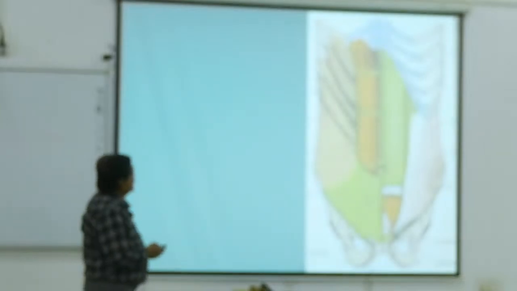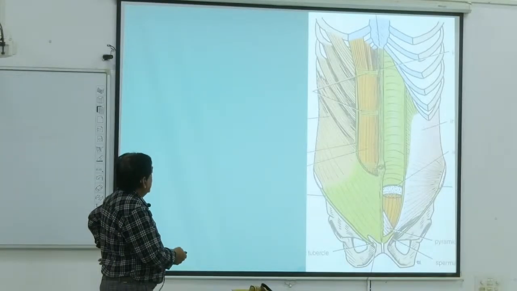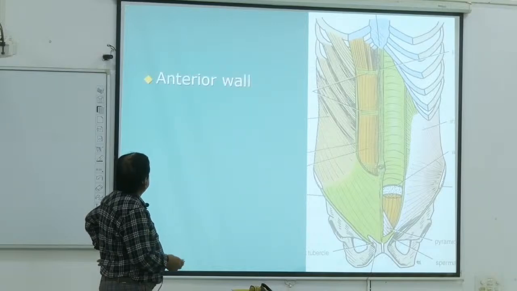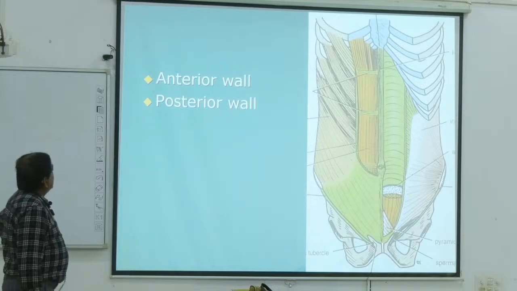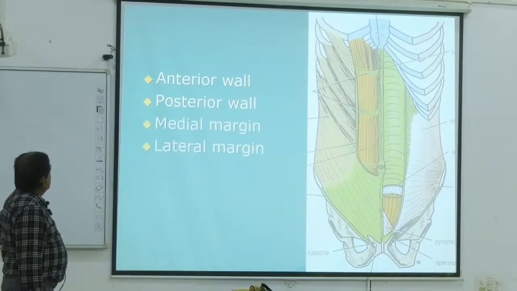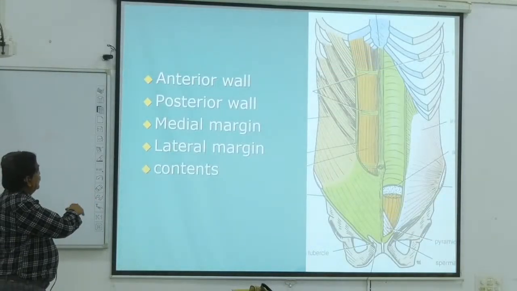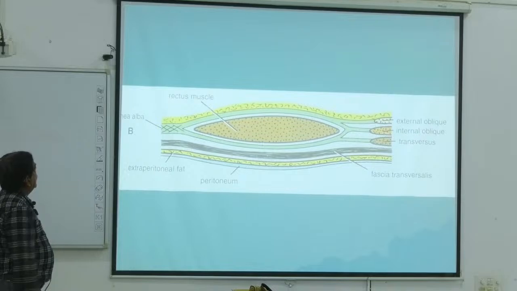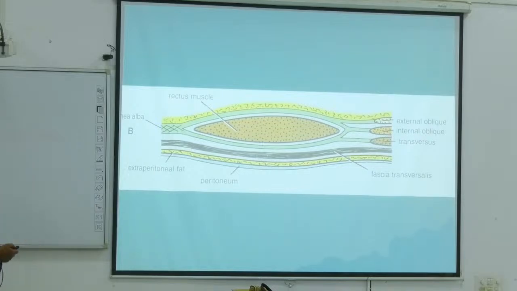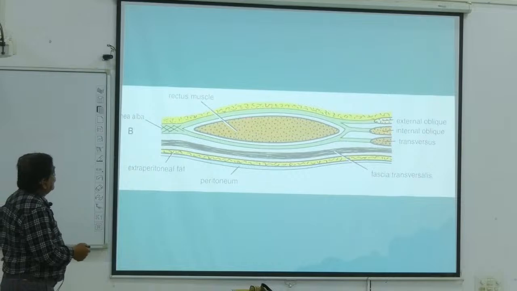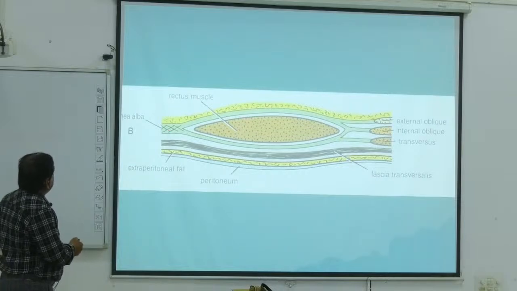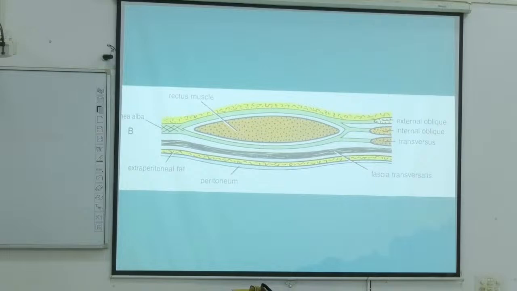But now you see the rectus abdominis muscle that is opened. Okay. Anterior wall, next, posterior wall, medial margin, lateral margin, contents. Now this is important. Now you see the rectus muscle is between, the linea alba is in the middle, and that is the tendinous intersections like this.